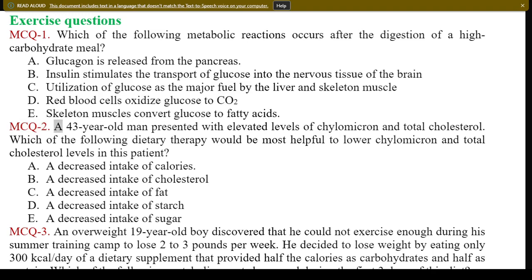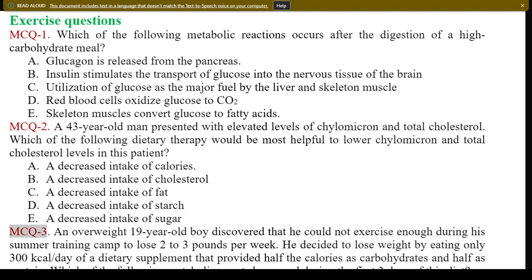MCQ 2. A 43-year-old man presented with elevated levels of chylomicron and total cholesterol. Which of the following dietary therapy would be most helpful to lower chylomicron and total cholesterol levels in this patient? A. Decreased intake of calories. B. Decreased intake of cholesterol. C. Decreased intake of fat. D. Decreased intake of starch. E. Decreased intake of sugar.